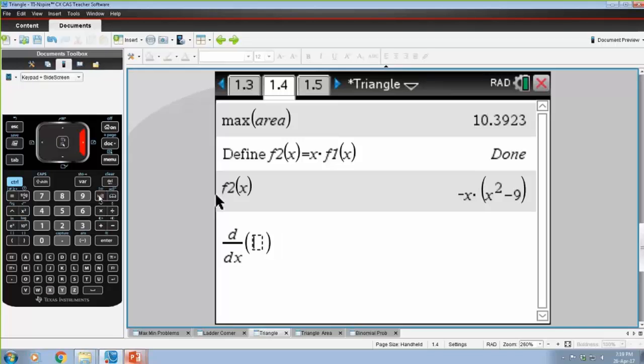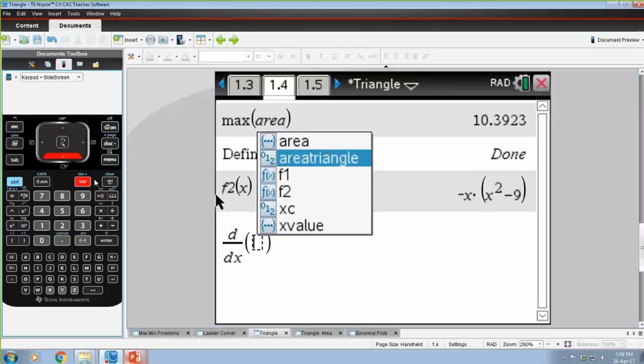Move your cursor into the bit here. And once again, if I don't want to get f2 and I couldn't remember what it was, I can always get it from the variables command as well.